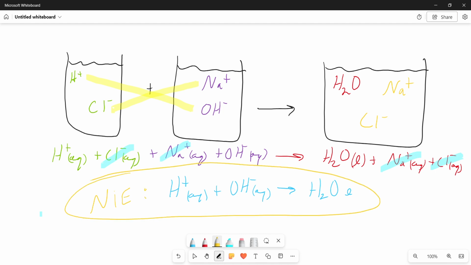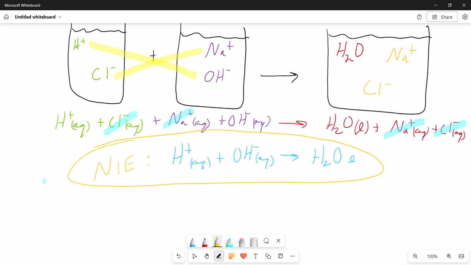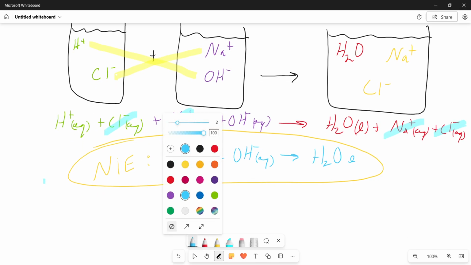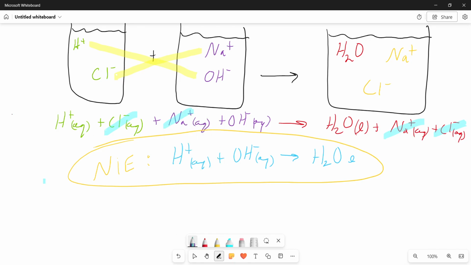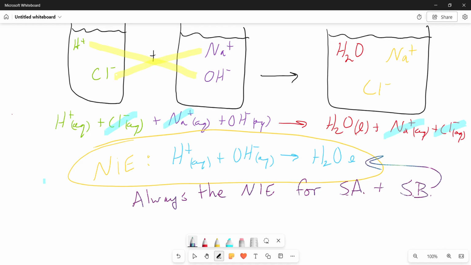And I'll tell you one more thing about this one that you probably want to know. This is always the net ionic equation for strong acid plus strong base. Always the net ionic equation for strong acid plus strong base.